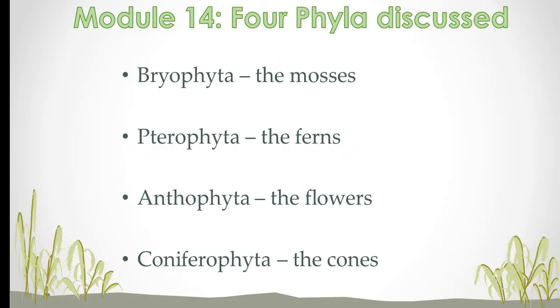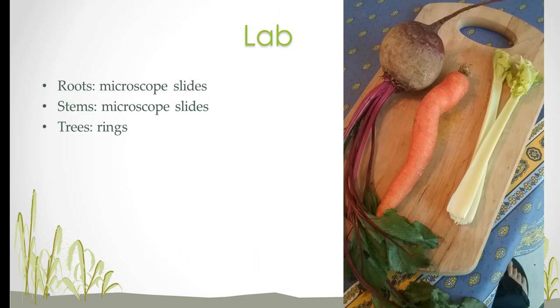So the four phyla we've discussed in Module 14, we have the Bryophyta, which are the mosses, the Pterophyta, which are the ferns, Anthophyta, the flowers, which we'll talk about in Module 15, and the Coniferophyta, those are the cone plants, which we will also talk about more in Module 15. I think you might need to write this down in your book. There might be a spot for this. There's a spot in my book, but my book's not exactly the same as your book, so hopefully I'm telling you the truth.